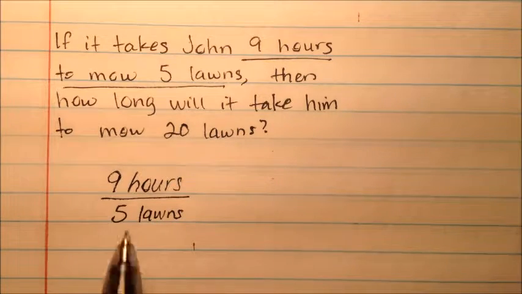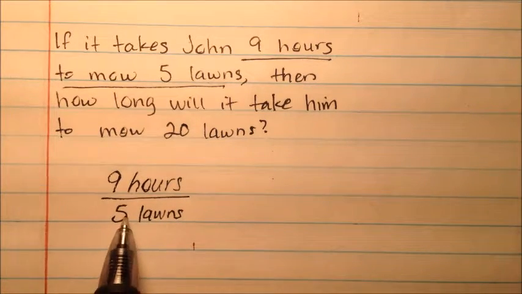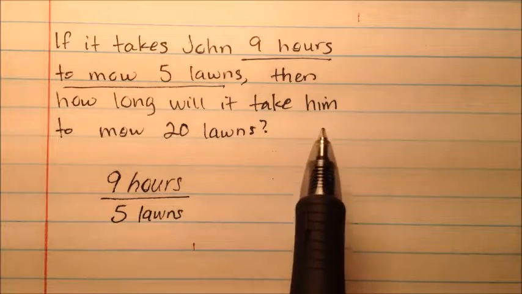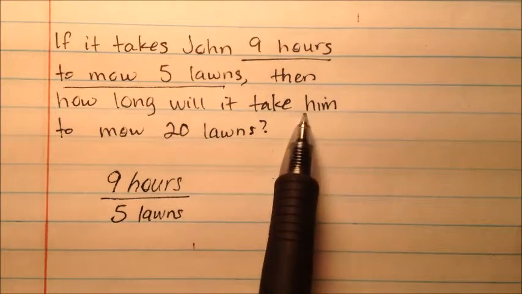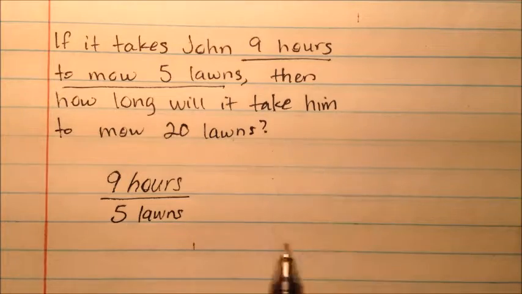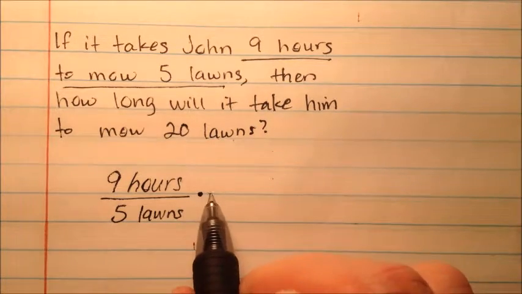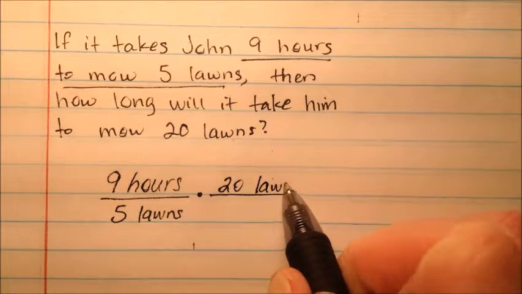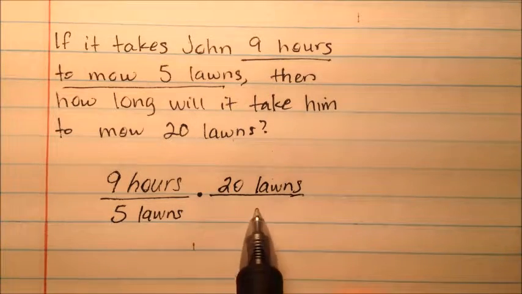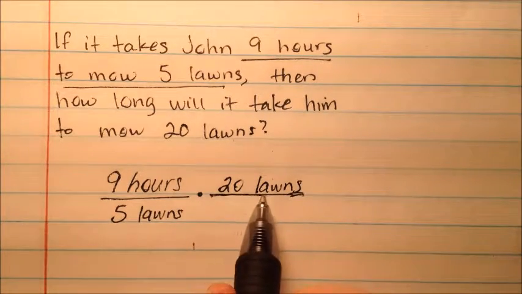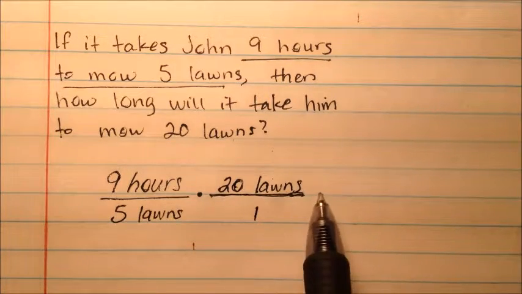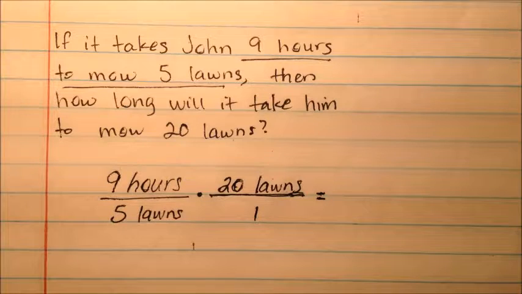And we could make this a unit rate by dividing 9 by 5, or we can just look at the problem and ask what it's trying to find from here. Then how long will it take him to mow 20 lawns? So let's multiply that by 20 lawns, over 1 really, because we're multiplying fractions and this is a whole number, just 20 lawns, so we'll put it over 1 just to make sense a little bit for us.